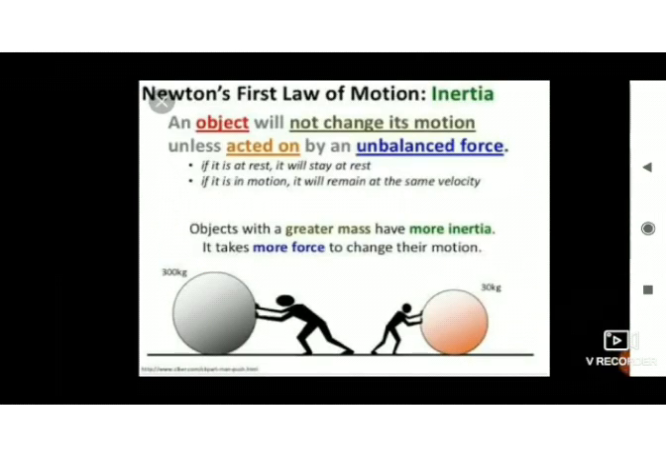Students, here is another example of inertia. This is Newton's first law of motion, inertia, which we saw in the previous slide. An object will not change its motion unless acted on by an unbalanced force. If it is at rest, it will stay at rest. If it is in motion, it will remain at the same velocity, that is, the same speed. Objects with a greater mass have more inertia. It will take more force to change their motion.